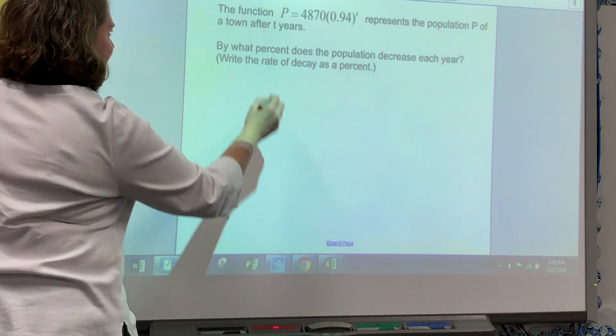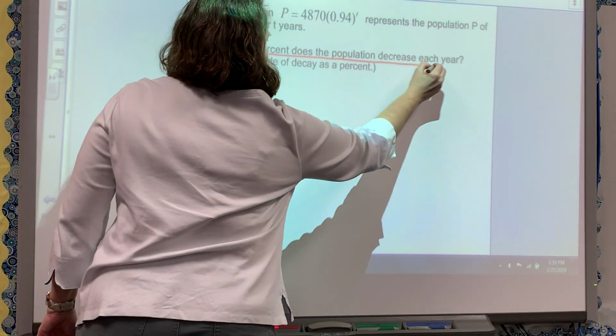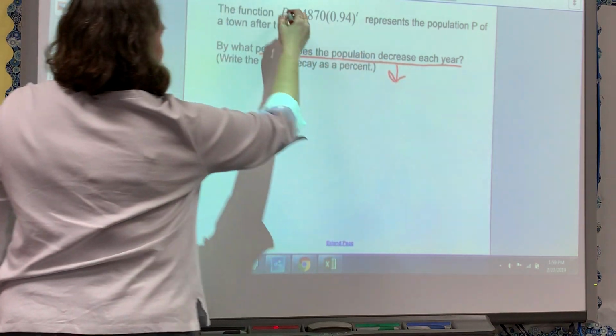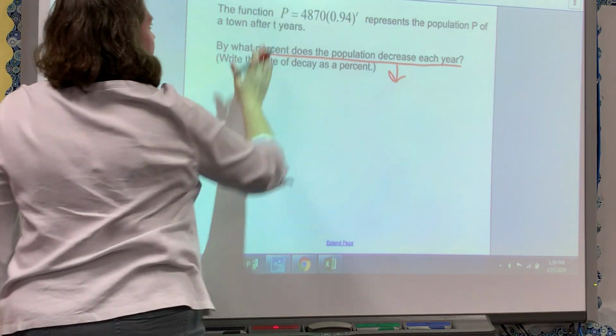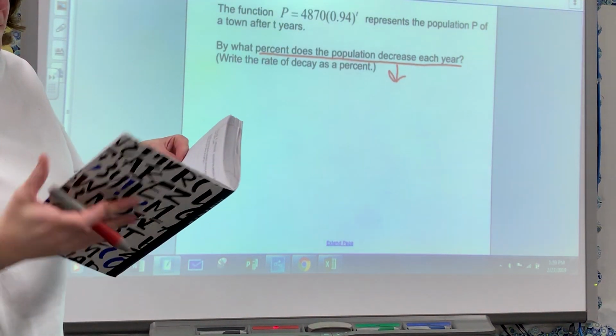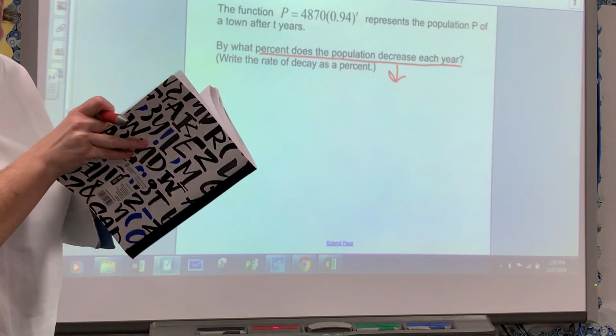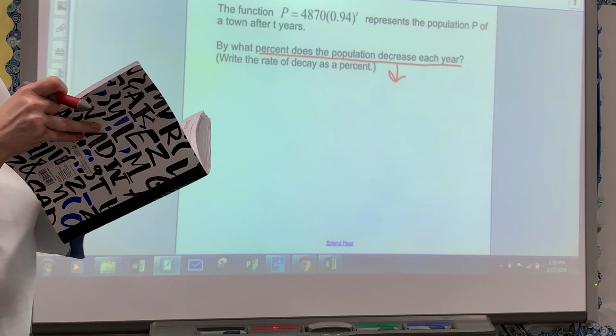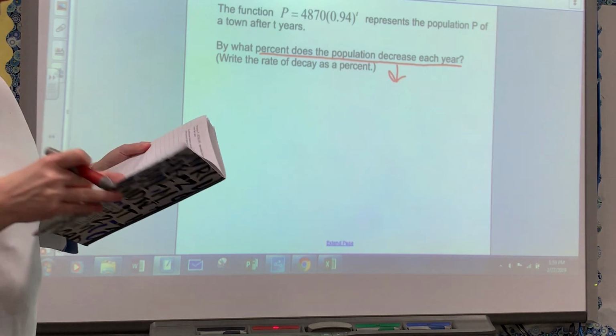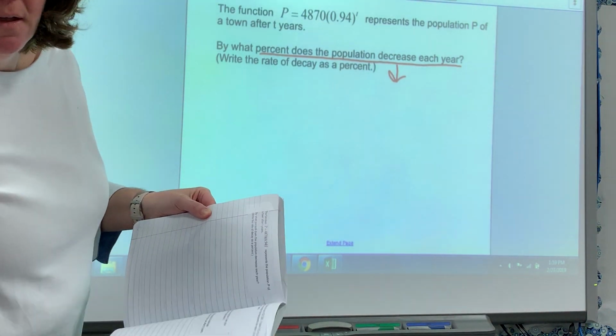By what percent does it decrease each year? What are they asking you for? Are they asking you for this? No. What are they asking you for? The percent decrease. Okay. There is a phrase for it. What are they asking you for? It is the decay factor. Decay factor. So smart.